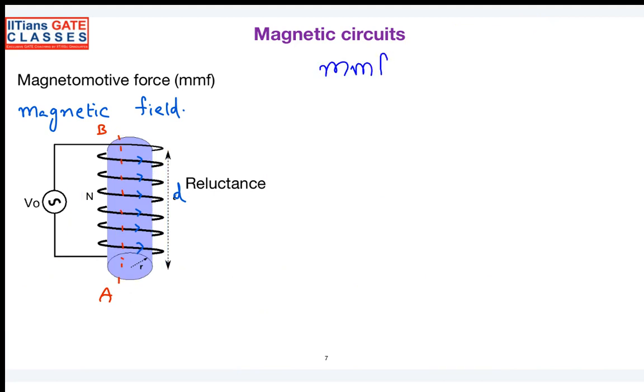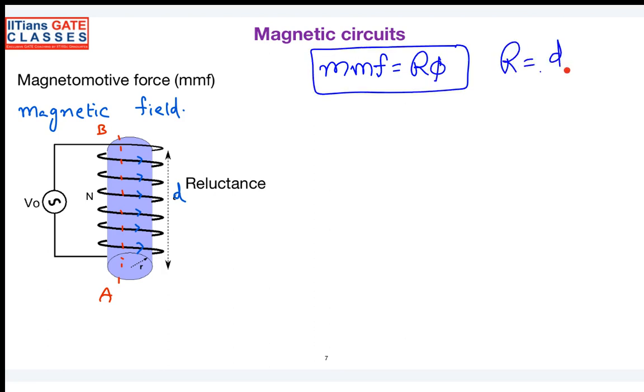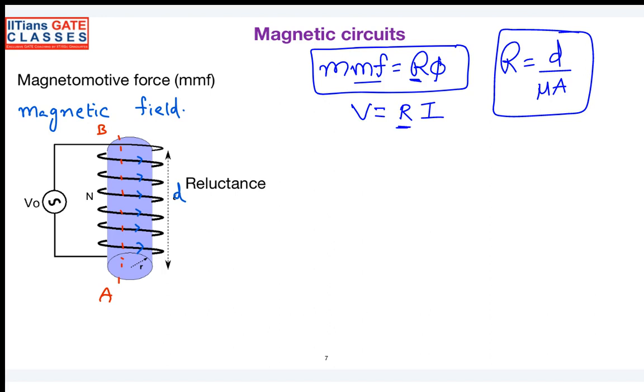It opposes current flow. Correct. In the same fashion here, the reluctance is the property of the magnetic core which opposes the change in the flux. You can see here the reluctance is the same as your V is equal to R into I. So this opposes the change in current and the reluctance opposes the change in flux.